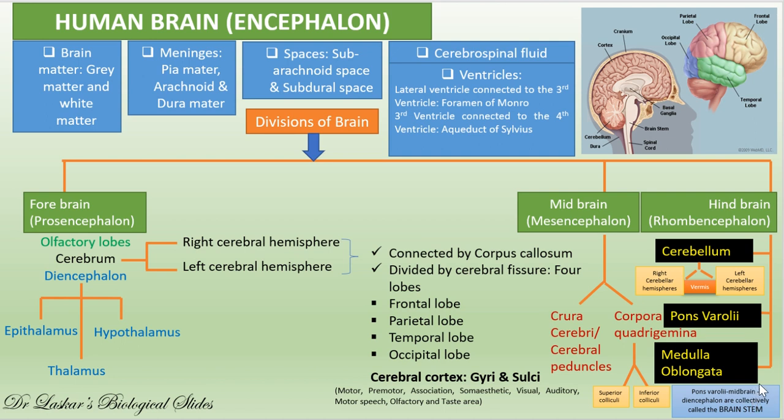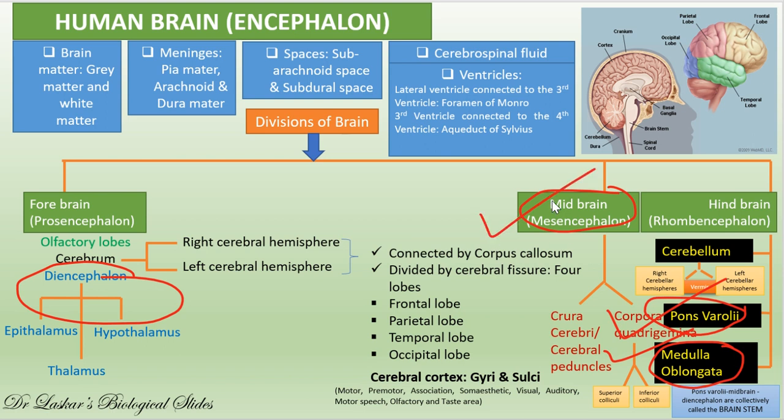The medulla, then pons varolii and midbrain and diencephalon. So the medulla oblongata, the pons varolii, the midbrain and the diencephalon part. These four parts, medulla oblongata, pons varolii, midbrain and diencephalon, are collectively called the brain stem, and all of them are hidden by cerebrum and cerebellum.